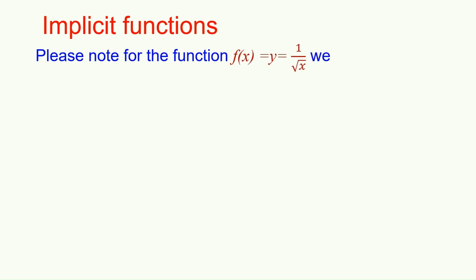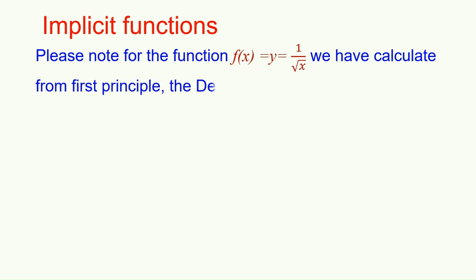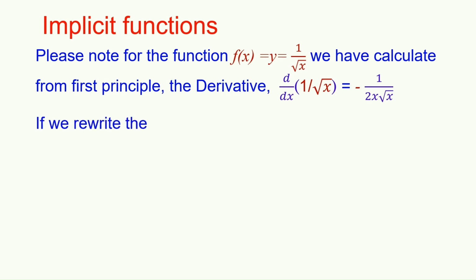Please note, for the function f(x) equals y equals 1 divided by the square root of x, we have calculated earlier, from first principles, the derivative d/dx of 1 divided by the square root of x equals minus 1 divided by 2x times the square root of x.